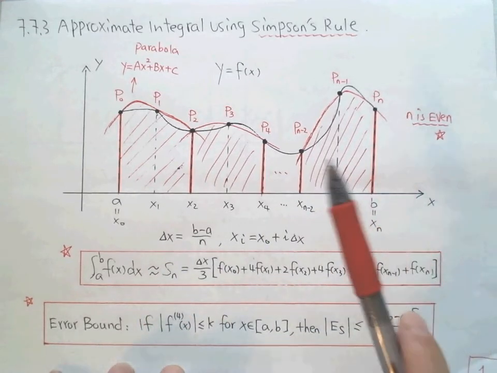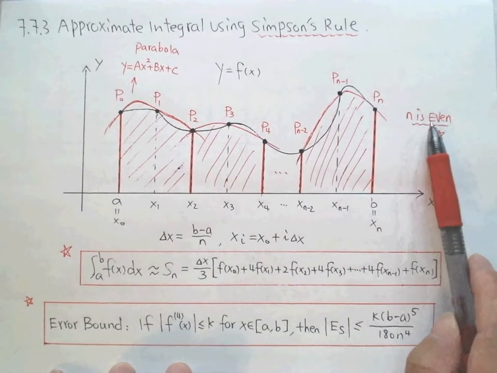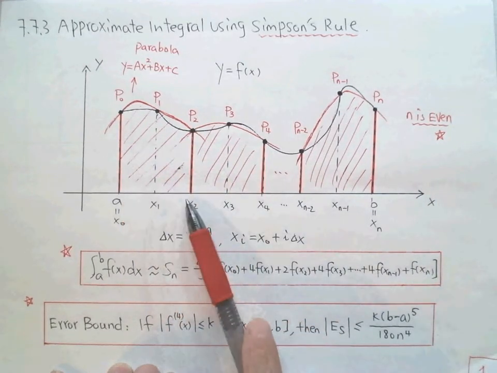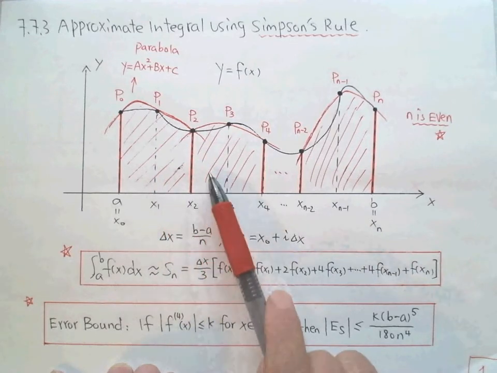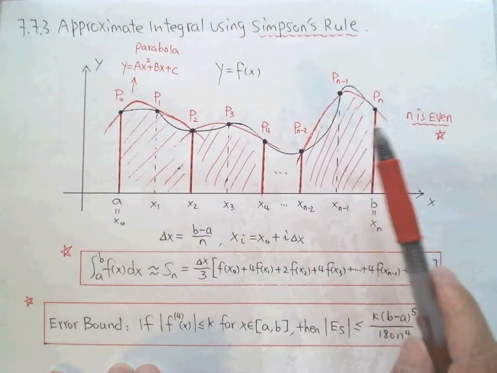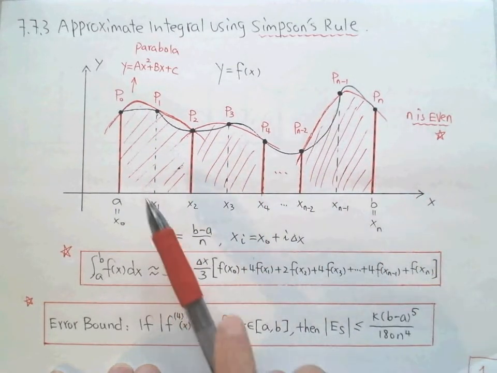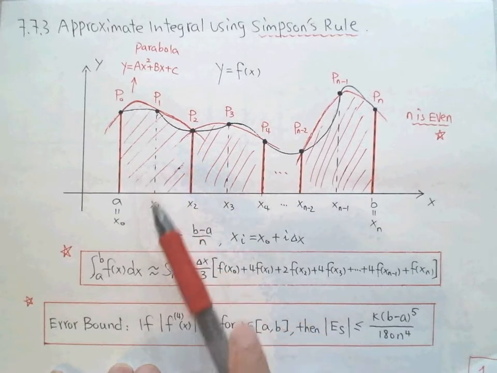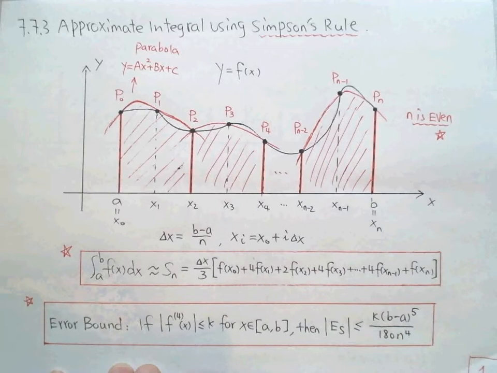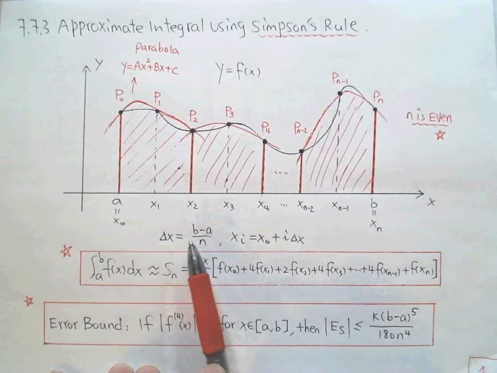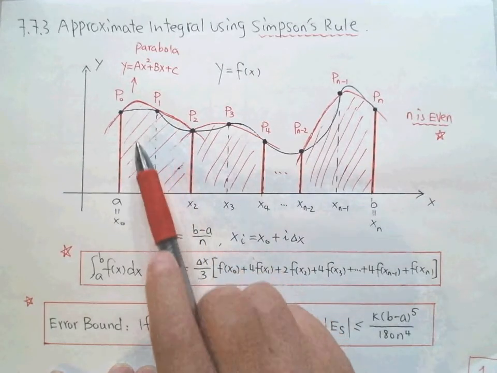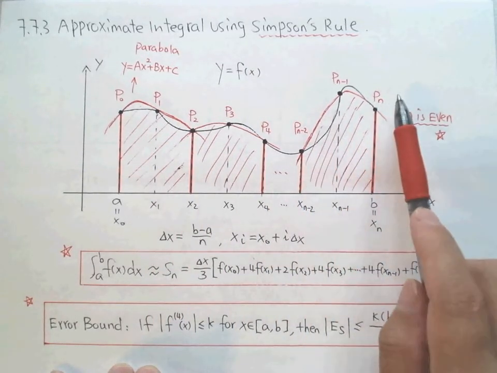One important thing: this time n should be an even number. Why? Can you see? The first piece goes from x0 to x2, and the second piece follows. We need to cut it into an even number of parts, because each parabola covers 2 parts, 2, 2, so that's an even number, easy to see. How do you do the even division? Of course, it's here. Finally, if we add all the areas under the parabolas together, we have this formula.